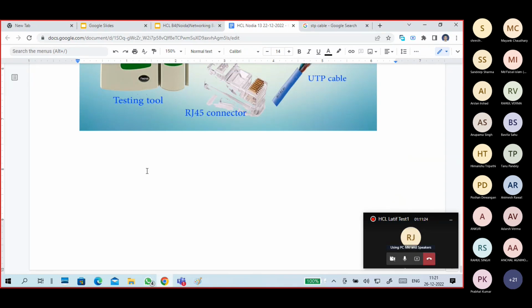In these cables also we have three types, guys. That is the straight through cable.